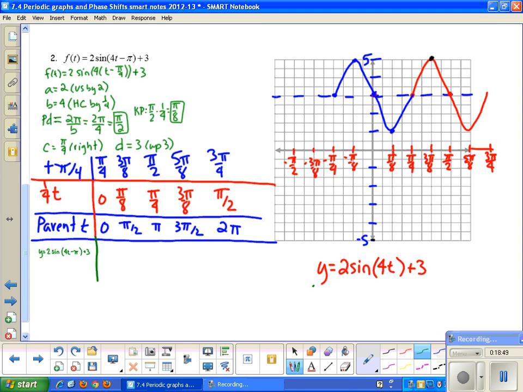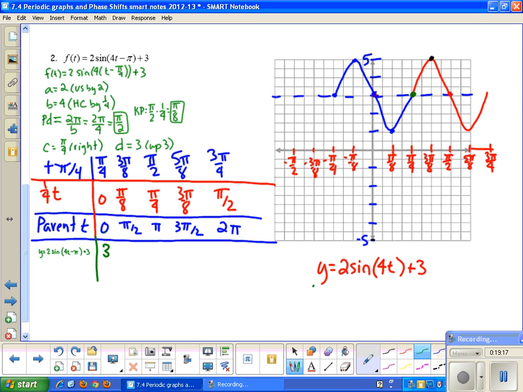So when we did our horizontal transformations, we did the opposite because when I plug these numbers in, it's going to undo it. So 4 times pi over 4 is really pi, and pi minus pi is 0, so that's why it gives me my parent graph 0 here. The sine of 0 is 0, and 0 times 2 is 0, and 0 plus 3 would be 3. So on my graph, I should have pi over 4, 3. So if I look, pi over 4, 1, 2, 3, which is this point right here, so that point checks out. And then I'm going to keep on going.